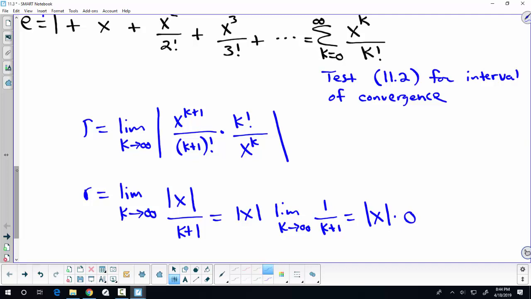Okay, so that's our ratio. For convergence, we need the ratio to be less than 1. When does our series converge? For all values of x, because our ratio is always 0. No matter what value of x we plug in, the ratio is always 0, which is always less than 1, which means that series always converges.